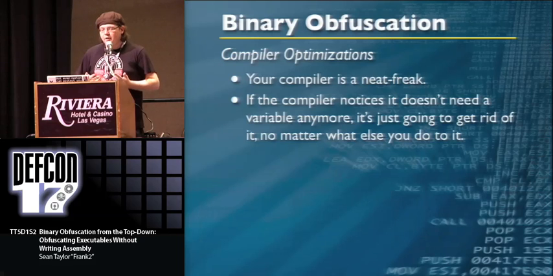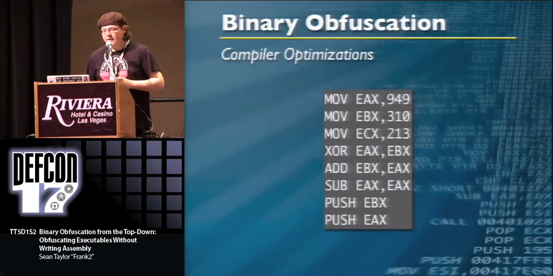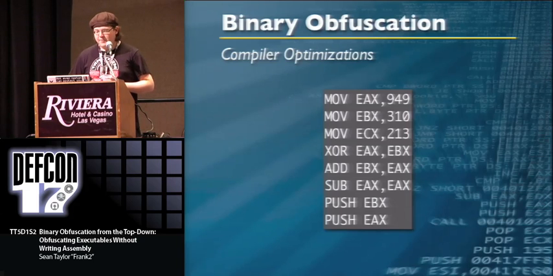Your compiler is also a total neat freak. It pretty much has OCD, at least for what it knows how to touch. Variables that aren't ever actually used get completely tossed aside, and you don't ever have to worry about them being in your binary. So let's look at another example. EAX is 949, EBX is 310, ECX is 213. Then we do a bunch of math with EAX and EBX, and ECX just gets completely left behind. We never actually use it, and your compiler is going to see that and get rid of it.